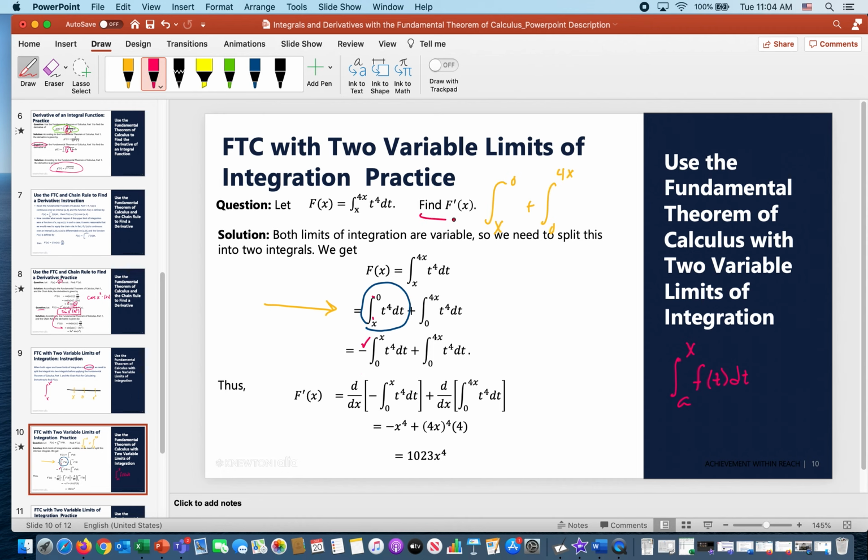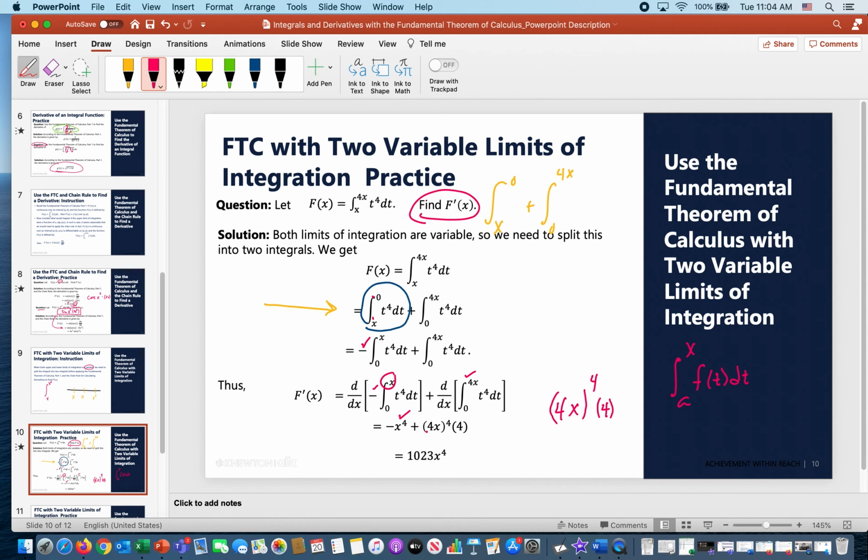Our job was to take the derivative of this. The derivative and the integral cancel and leave not t to the fourth, but x to the fourth. It's negative because of that negative sitting out front. The second one's a little different. I'm plugging in 4x for t instead of just x, so that's going to give me 4x to the fourth. But I then have to multiply by the derivative of 4x, which is 4.